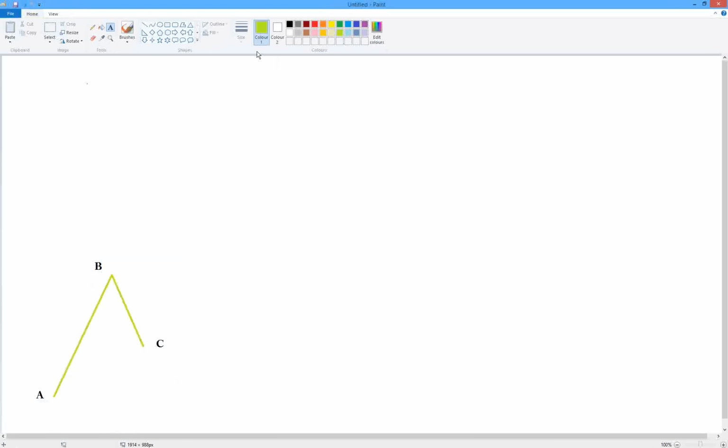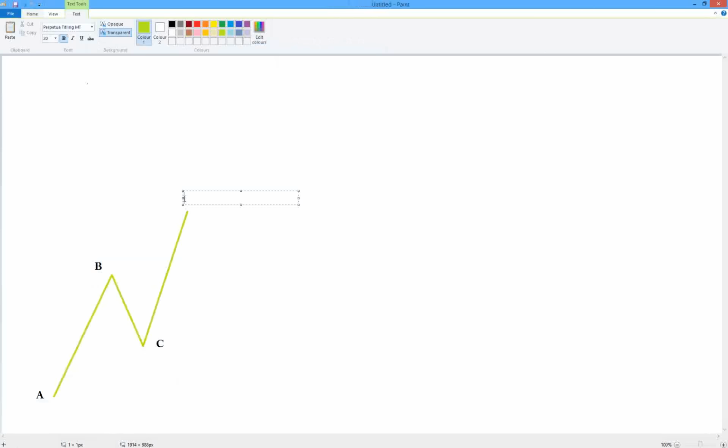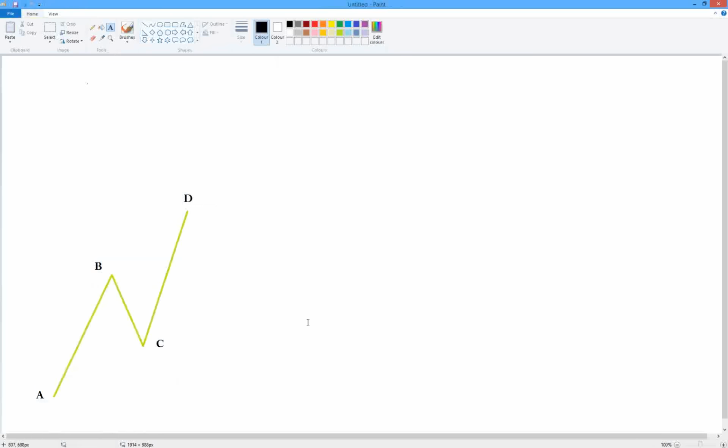Let me go ahead and draw it real quick, and then we'll get a little more in depth in explaining that. So then price is going to continue up from C, and we will call the next one point D. Point D is our point of entry for a trade. Reason being is because this is where we are going to expect price to reverse on us.